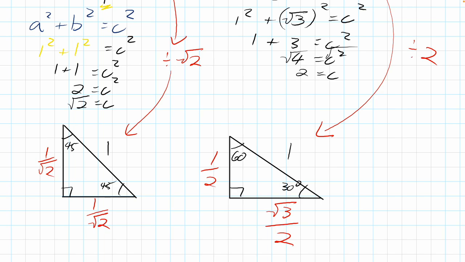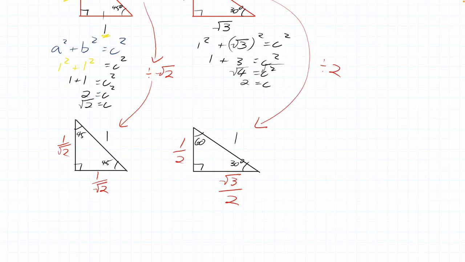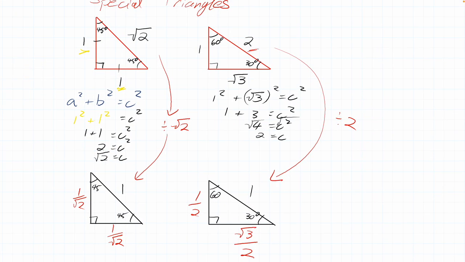Both of these are sufficient in terms of memorizing. Knowing one of them allows you to know all of them by just scale factors. Most commonly remembered are these two up here, the 1, 1, root 2, and then the 1, root 3, 2 version are the most common ones to remember.